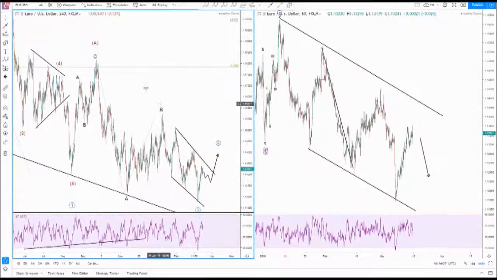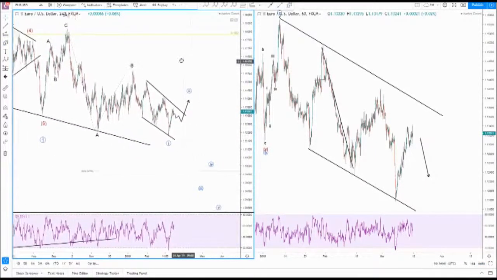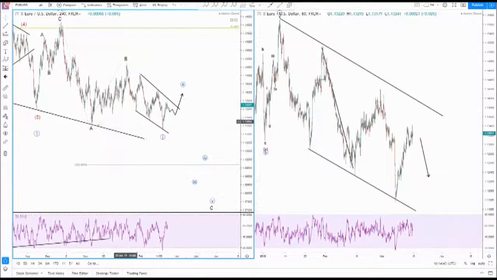looks to have made 5 waves since hitting this high at wave B. If we just count this, 1, 2, 3, 4, 5. Now what we're actually looking for in the longer term is for this black wave count ABC. I mean, how deep it goes, I'm not sure. 100% extension would be what's realistic. So what we're looking for is essentially more downside.